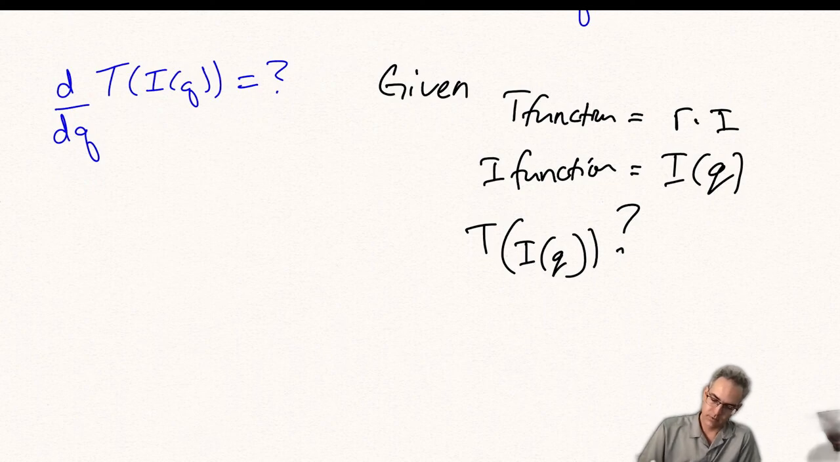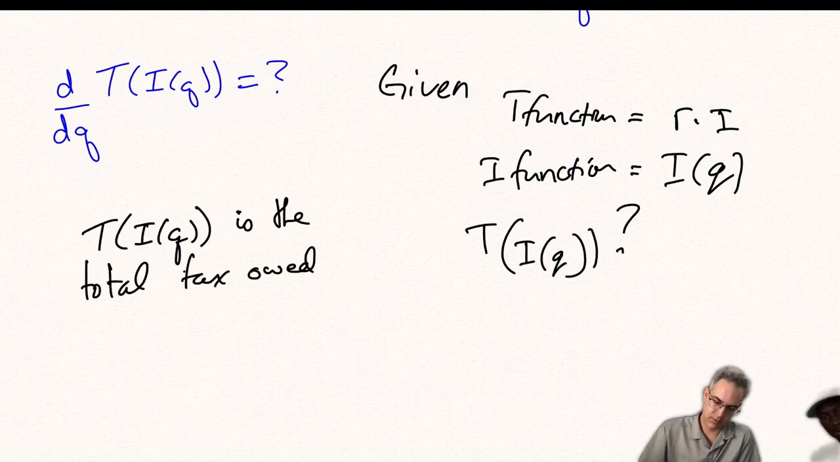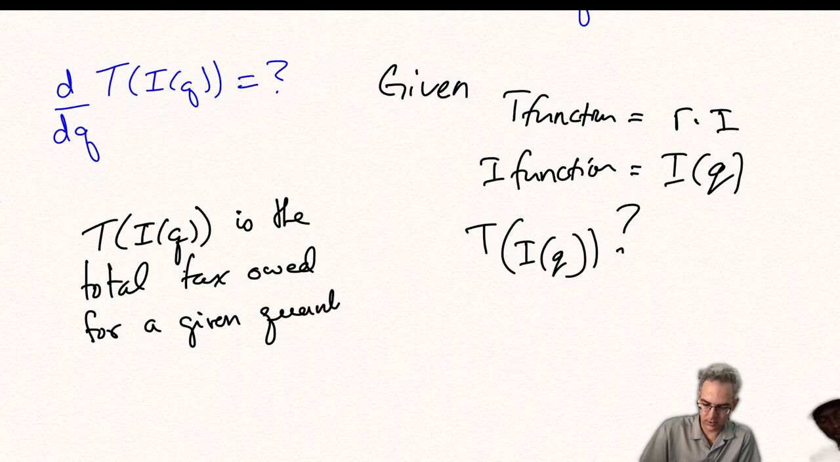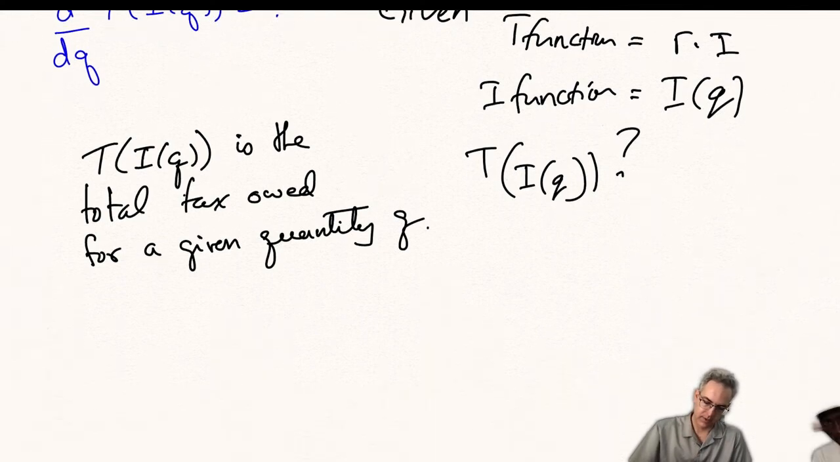So T, as what you've written, T of I of q, is the total tax owed for a given quantity q. Correct? All right.